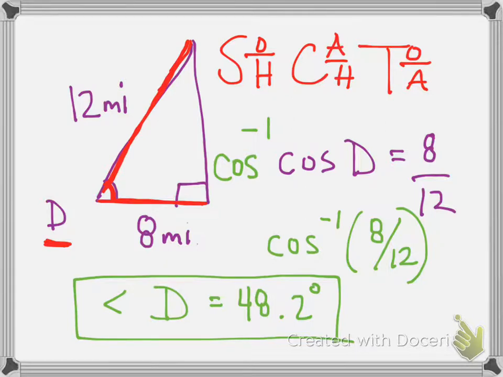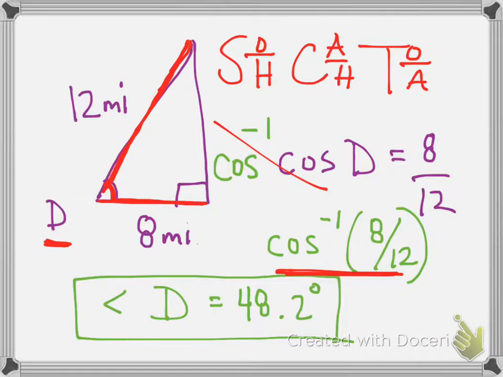And then to simplify, you apply the inverse cosine to both sides. And it cancels on this side, so you get D equals, and then you put that in your calculator. And you get 48.2 degrees.